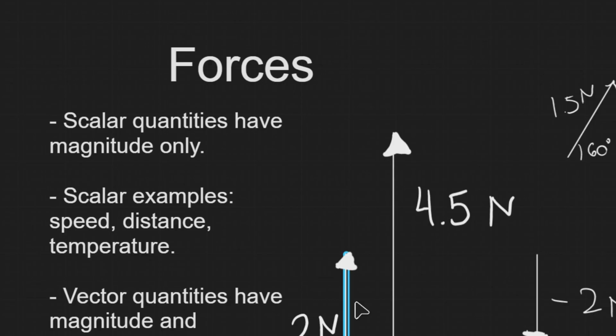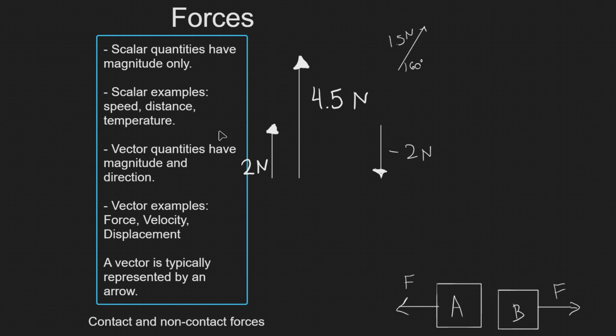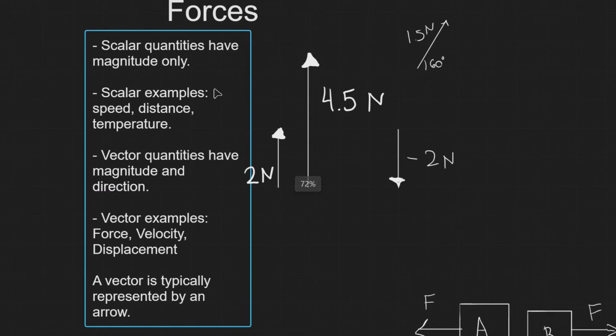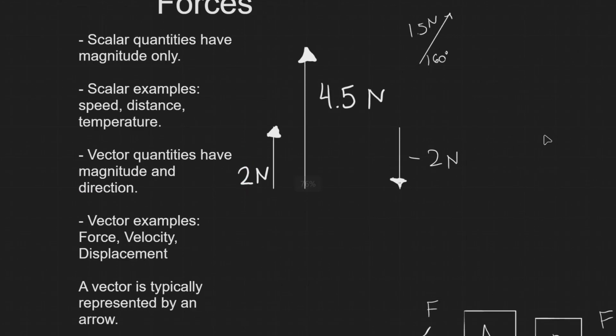Let's revise the whole of forces in GCSE Physics. So we're going to start off with the difference between scalar quantities and vector quantities. So scalar quantities have a magnitude only. For instance, we can have the speed, the distance, or the temperature.